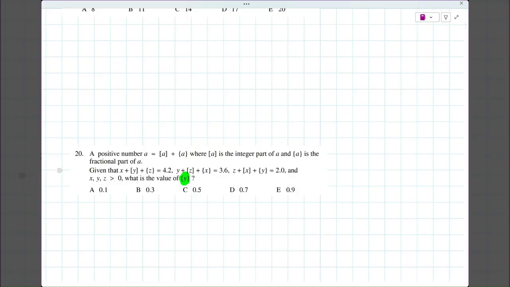And also keep an eye on this. You can rearrange that. So you could say, for example, curly bracket a equals a minus square bracket a. So fractional part equals a minus integer part. And try and convince yourself that the examiner has made this relatively quick if you choose the right combinations of equations to work with.